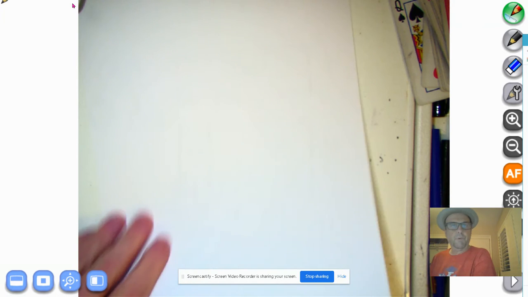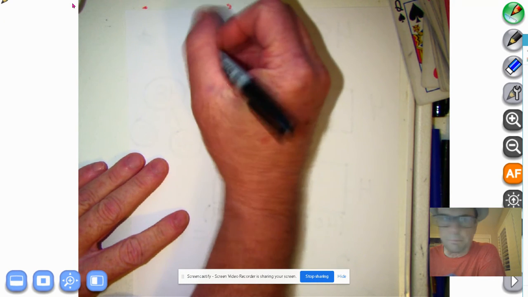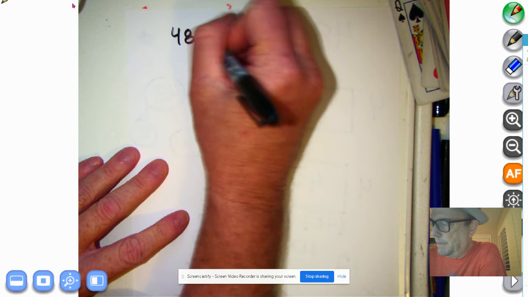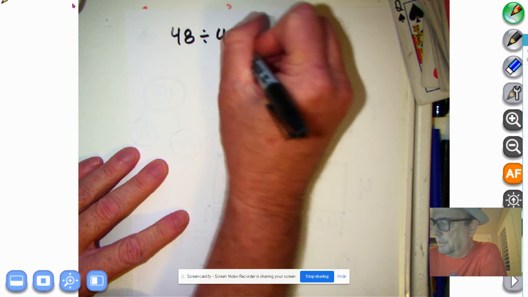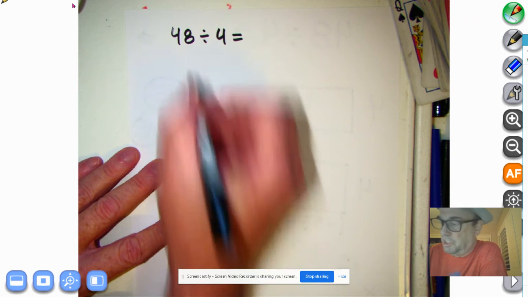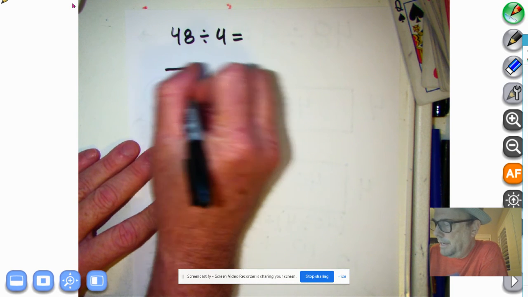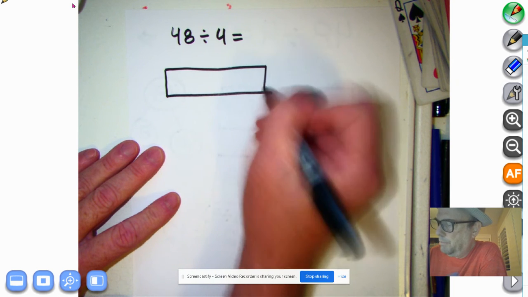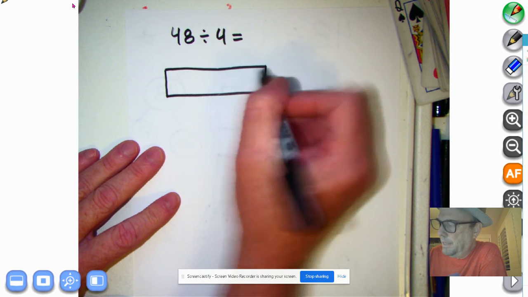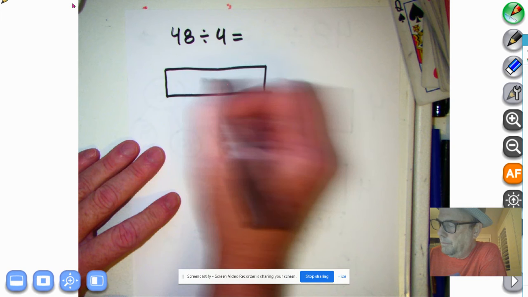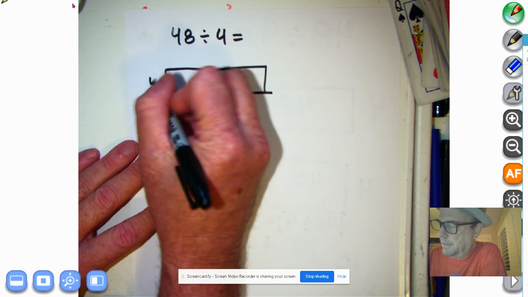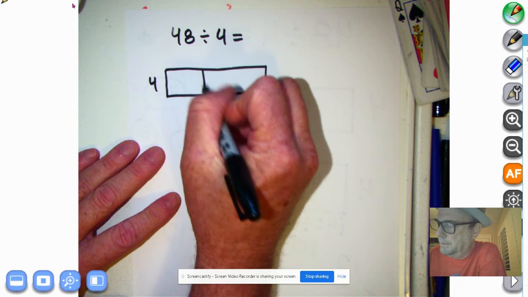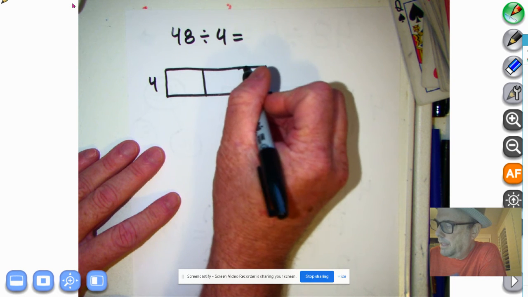We're going to revisit that 48 divided by 4 that we did in the last portion of our concept development. So 48 divided by 4. We're going to break these parts up a little more, just to show how it could be done. And watch what we're going to do here. Remember we broke it up into 40 and 8. Well, this time we're going to split the 40 into 20s. So we have two 20s and an 8.